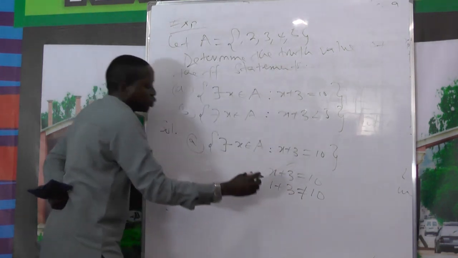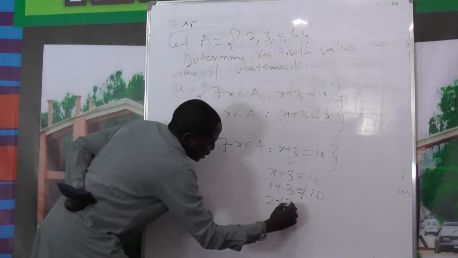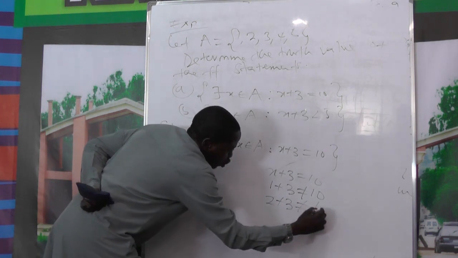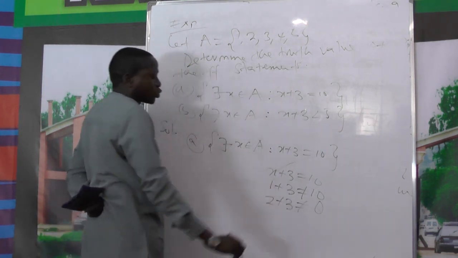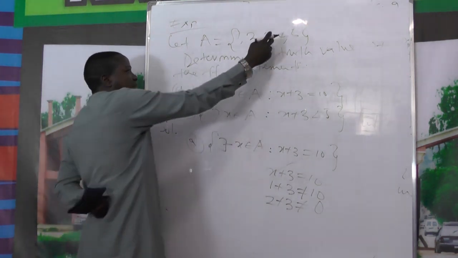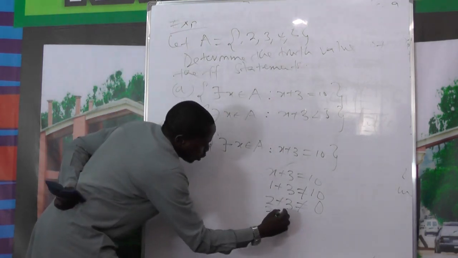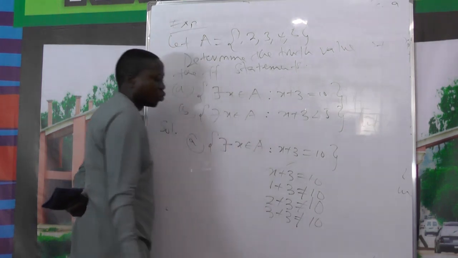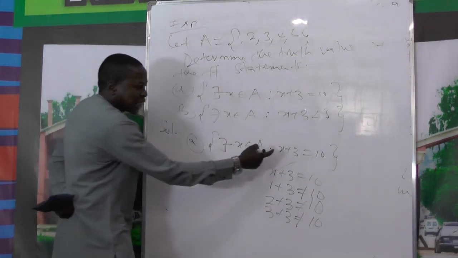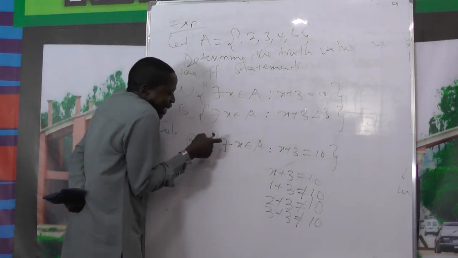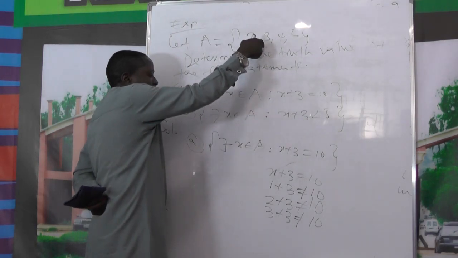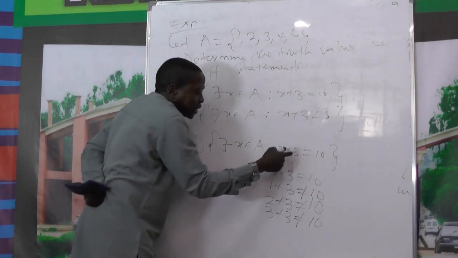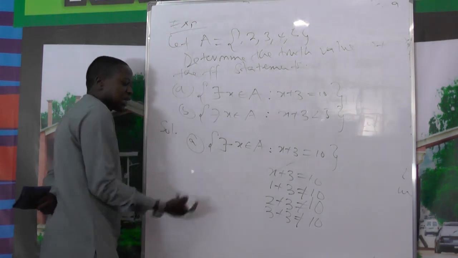Let's take 2. 2 plus 3. Can I have 10? No. 2 plus 3 equals 5. Let's take 3. 3 plus 3 equals 6. Can it equal 10? No. We can't have 10. And this statement says that there exists a number here that if I add it to 3, I will get 10. So now we are checking.